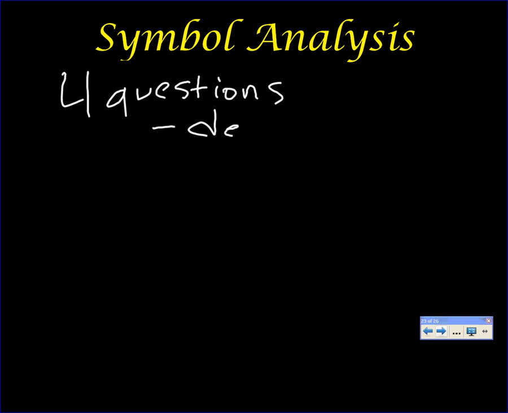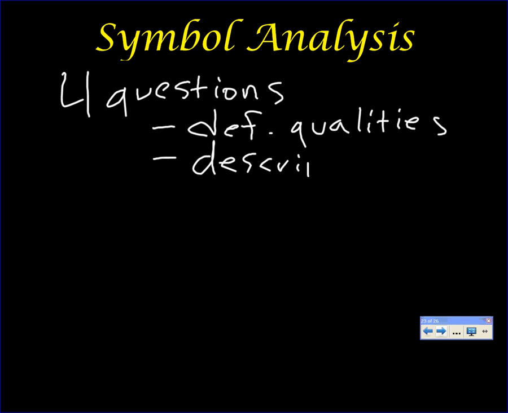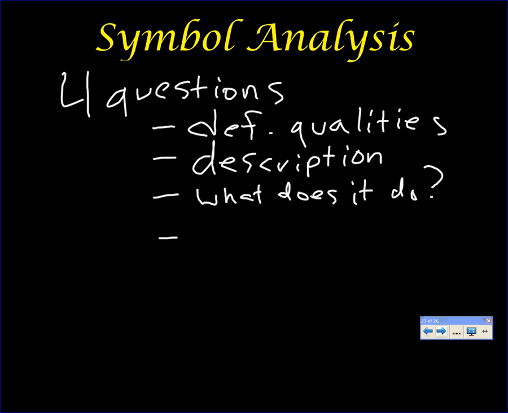What do we do in symbol analysis? Now, Chelsea. Okay, so we have the 4 questions that we ask ourselves, and one is the definitional qualities. Call out the other questions. What's the next one? What's the description? Keep going. You're going too fast. What was the other question? Yeah, what does it do? And interaction. Good.